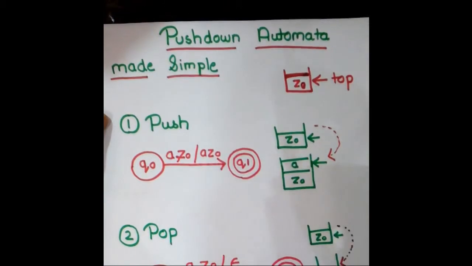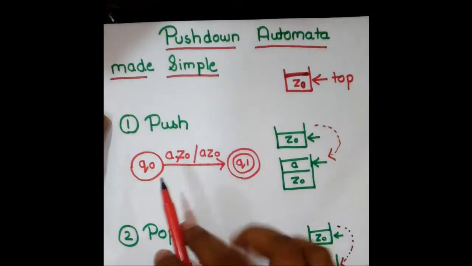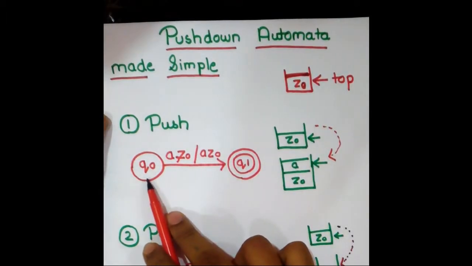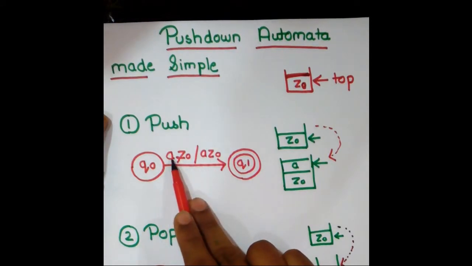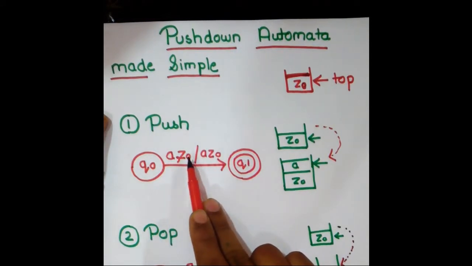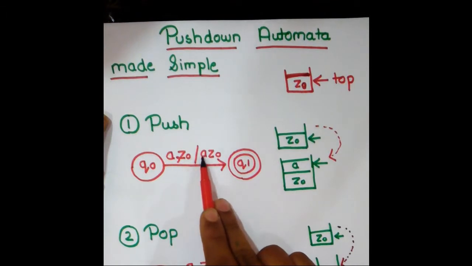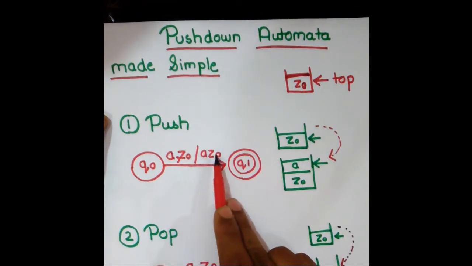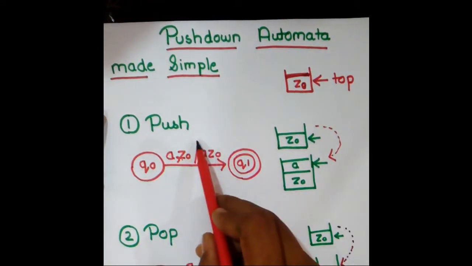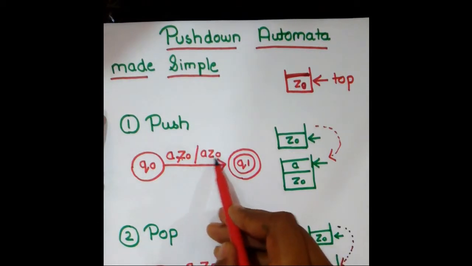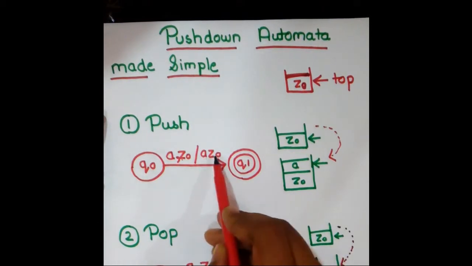So let's start with the three basic operations of the pushdown automata, which are push, pop and do nothing. In the push operation, we are considering initial state q0 and final state q1. In the initial state, if a is the input and Z0 is the element inside the stack, then we are just adding a above the Z0. The comma here separates the element which is input and the element which is in the stack. And after the slash, we are performing an operation, that is we are putting a above Z0.